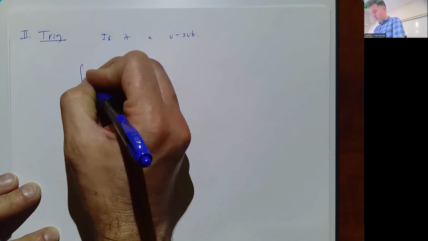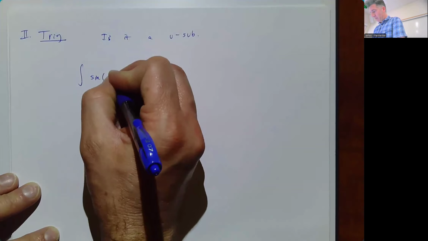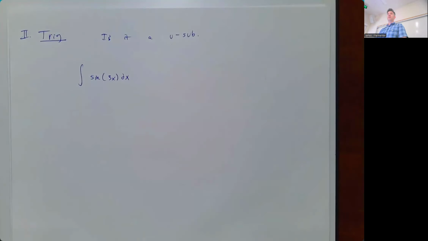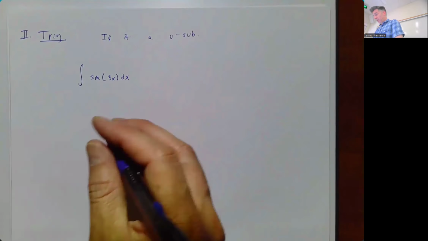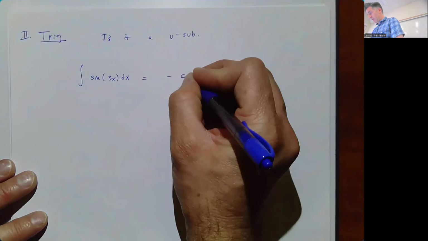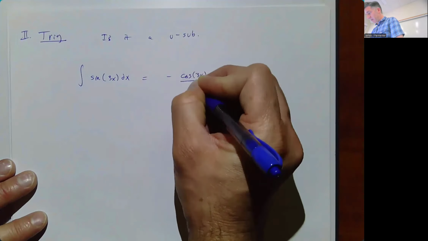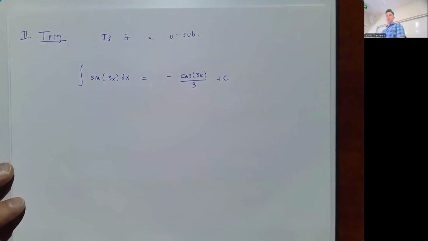Personally, I don't think you need to do a u sub for the integral of sine of 3x. I think you all can do that without the u substitution and get negative cosine of 3x divided by 3. But if you want to take the longer route, that's also fine.